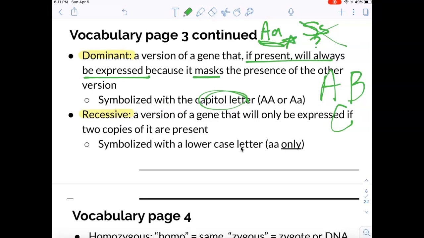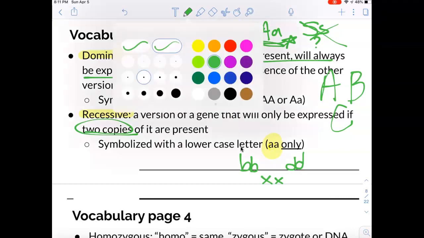Okay. Recessive is a version of a gene that will only be expressed if 2 copies are present. So in order to express that version of the trait, if it's recessive, I have to have these letters. It could be little b, it could be little d, it could be little x. I don't really care, but that's how you express it. You have to have 2 copies of it in order for the organism to show it. Now, the misconception here.